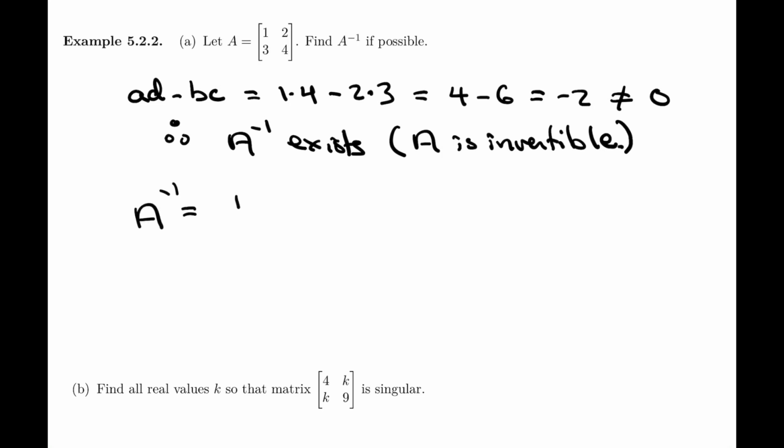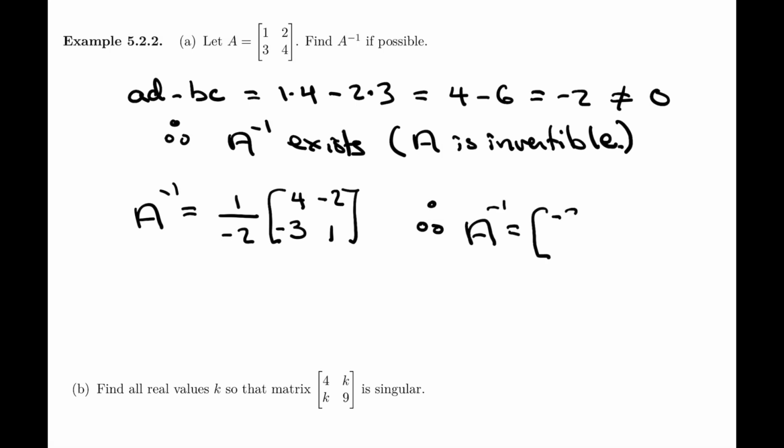So the formula was 1 over AD minus BC, but we computed that. It's minus 2, so 1 over minus 2, times the matrix. So we interchange positions for 1 and 4. So 4 here, 1 here. 2 and 3 don't move, but they take on the opposite sign. And therefore, we can give our answer as A inverse equals, and we can just multiply in minus half, so minus 2, 1, 3 halves, and minus a half. And that is the matrix A inverse.